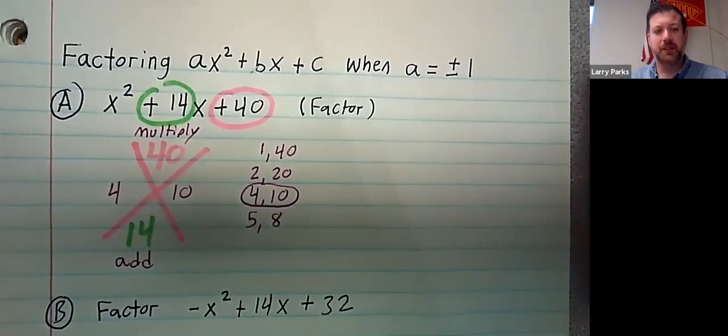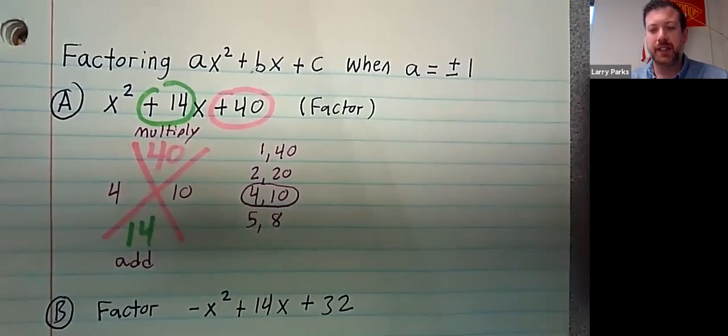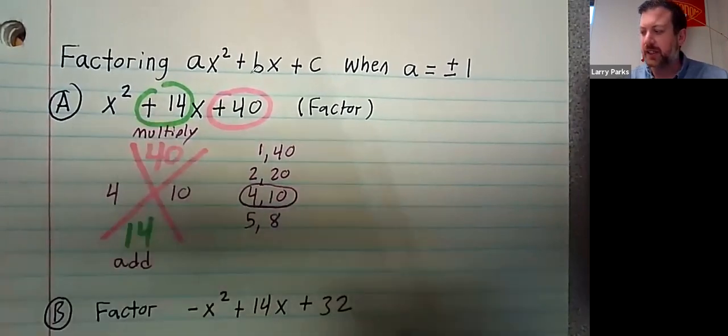And so what we're going to do is break this quadratic into what we call linear factors. Linear means to the first power. So we'll break the x squared into x and x.